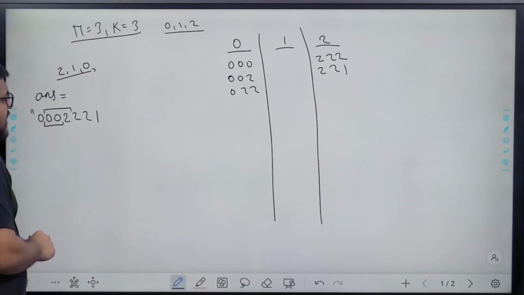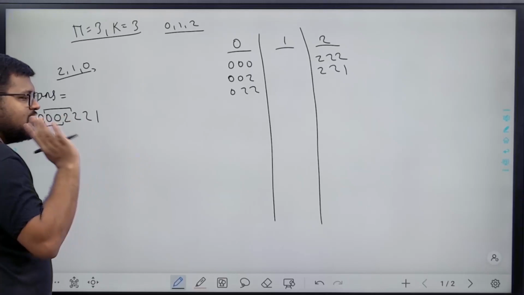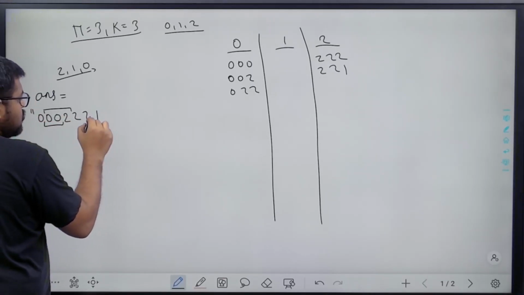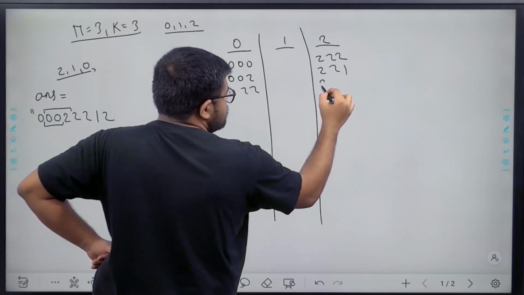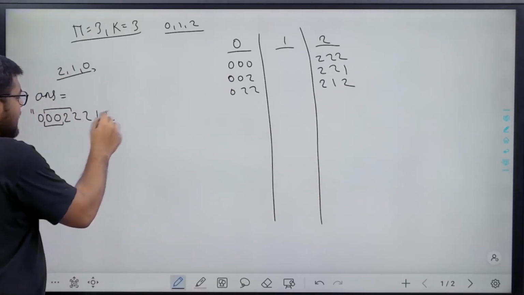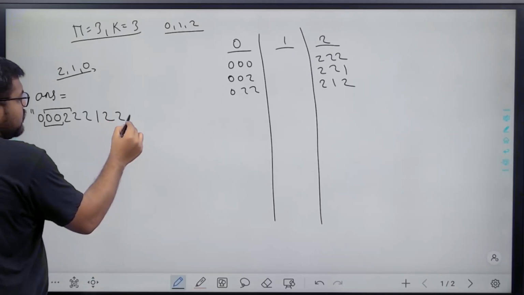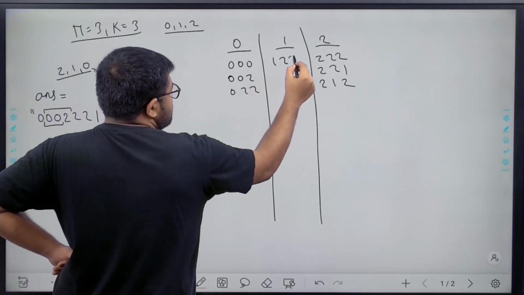Now again I will try to add 2. Every place I will try to add the maximum character. So if I add 2, I will get 2, 1, 2. That has not occurred before, so that is also okay. Now I will again try to add 2. So I will get 1, 2, 2. That is also not occurred, so that is also okay.